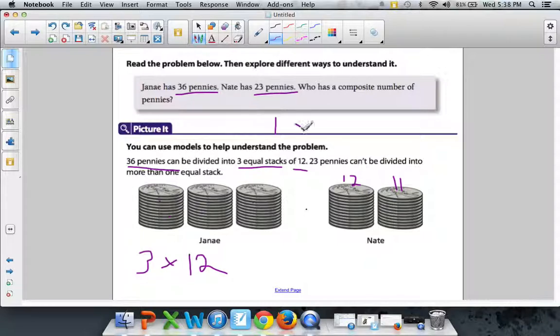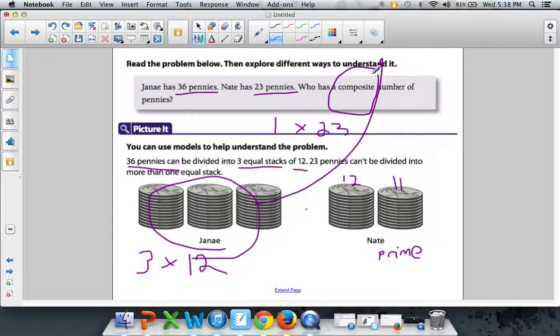1 times 23 is the only way to get to 23. 2 times nothing works. 3 times nothing works. Nate has a prime amount. But Janae, she's our winner. She's the one with the composite number.